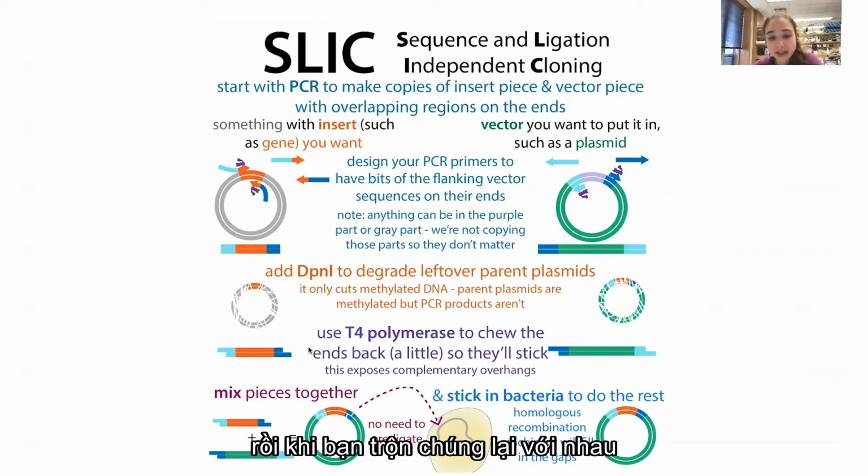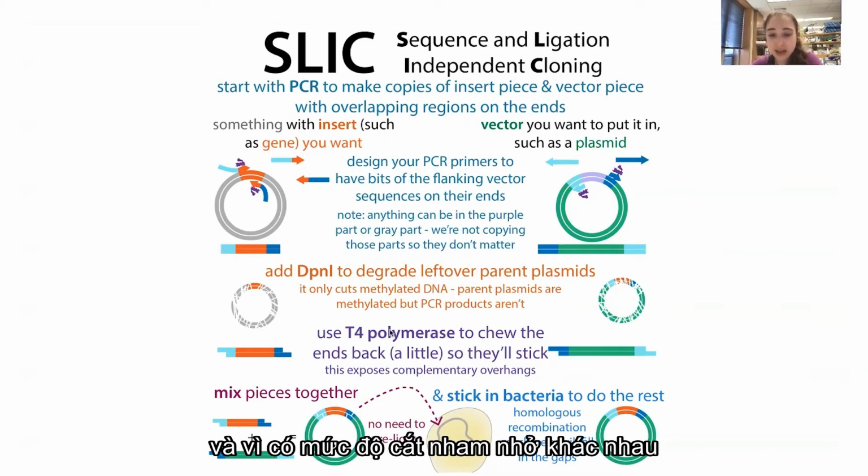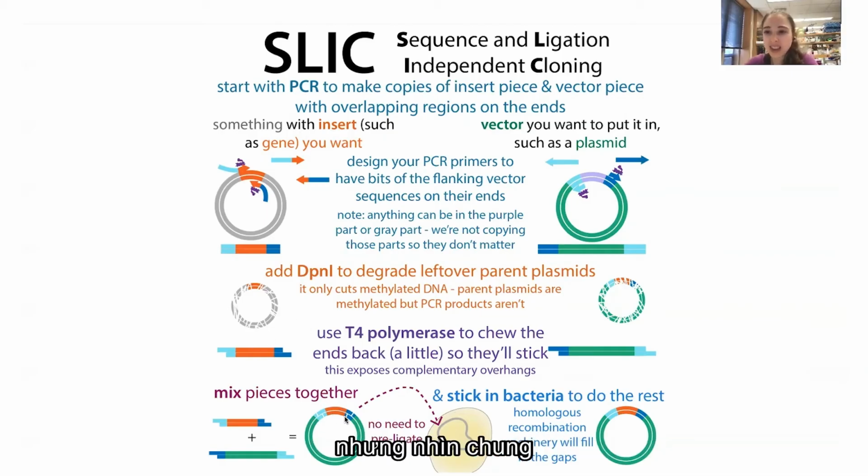And then when you mix these together, the bacteria are going to be smart, and they're going to say, aha, those pieces match. And so when you mix these pieces together, they're going to kind of stitch together, but not really. Because you have different amounts of chewing and various things, but it's enough that they can stick together and have some holes, and then the bacteria is going to help fill in the gaps. And so you don't need to pre-ligate it.